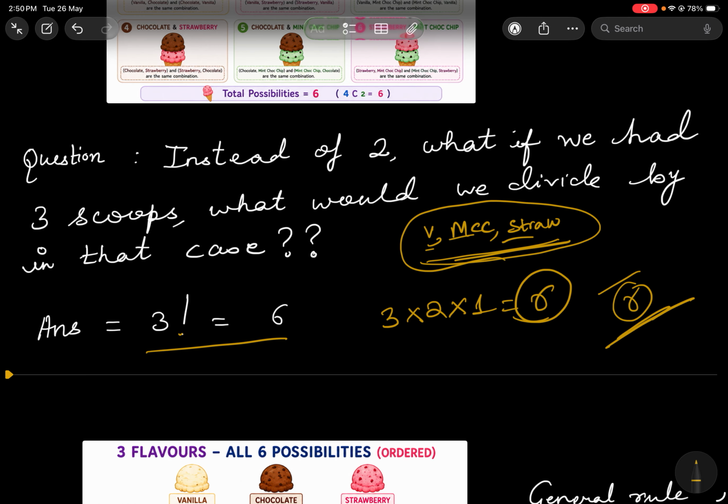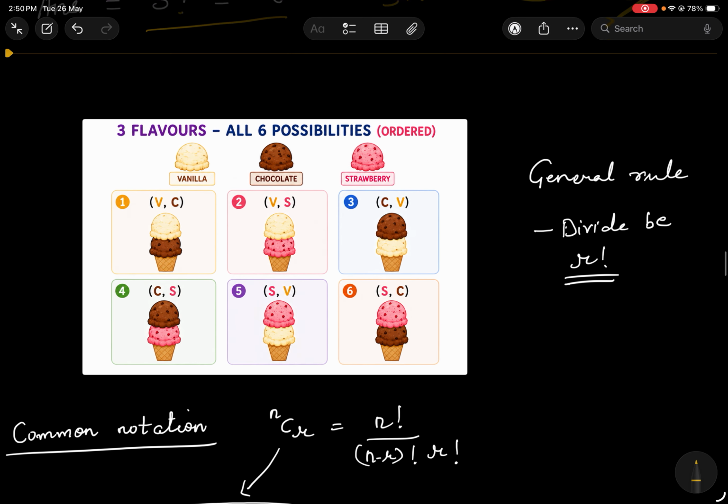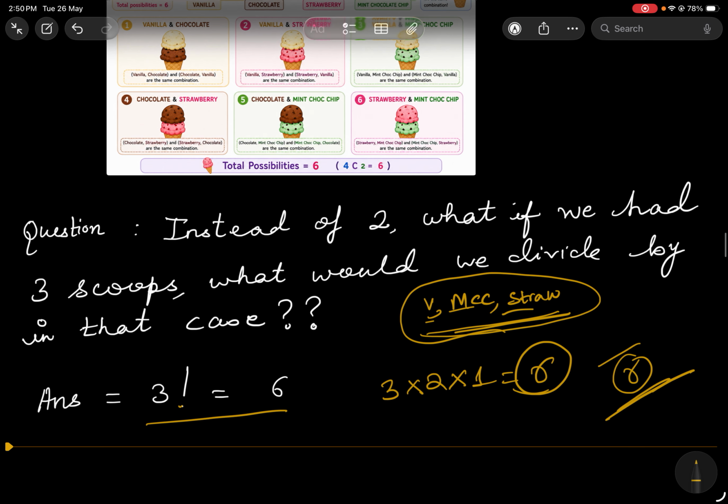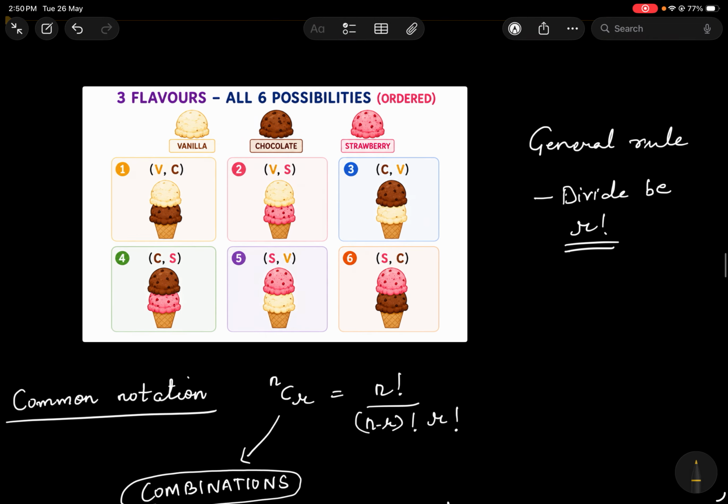All right, that's what there is to it. So the general rule is, if R is the number of choices you're making, like here we have 2 scoops, and if you had 3 scoops, then R would be 3, and you have to divide by R factorial, which is 3 factorial, or 4 factorial, whatever is the number of scoops you're trying to choose.